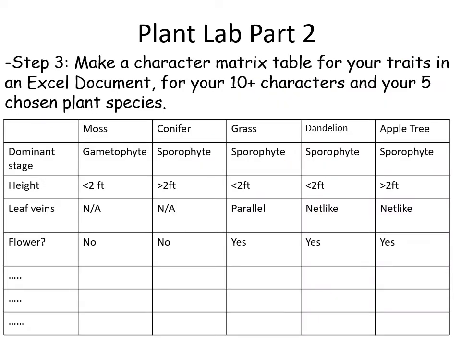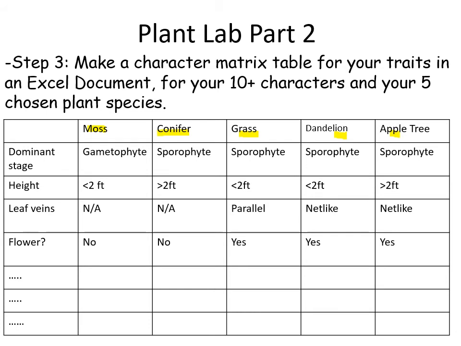So the third step, once you have your 5 species and you have your 10 or more different characters, is to fill out a character matrix table. And I've uploaded an Excel document with this example table along with another tab where you can fill out your own table for your 5 plant species and 10 or more characters. So in this example here, I chose a moss, I'm not telling you specifically what species it is, a conifer tree, a grass, a dandelion, and an apple tree.